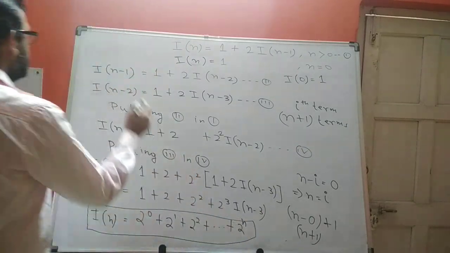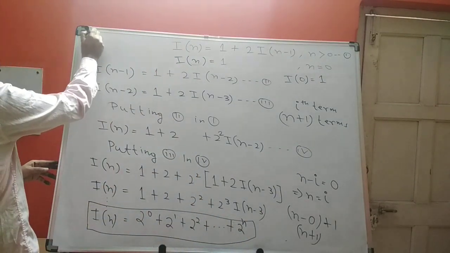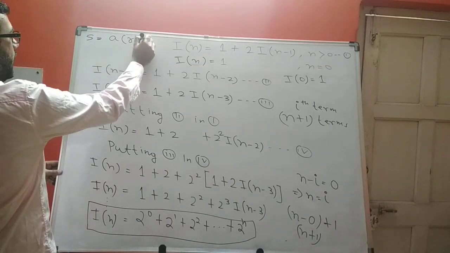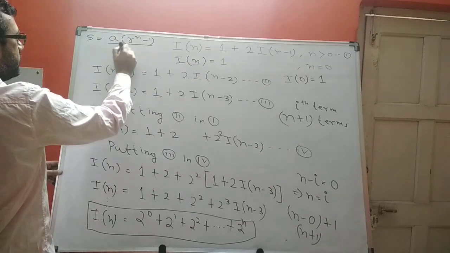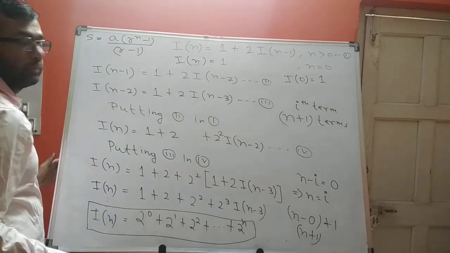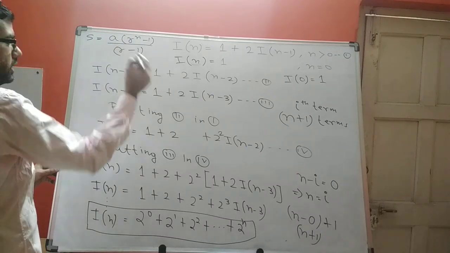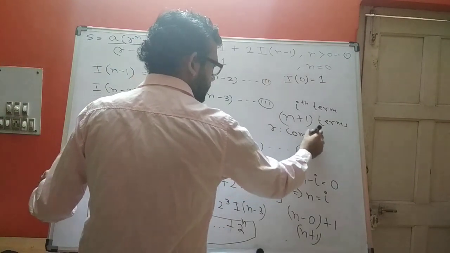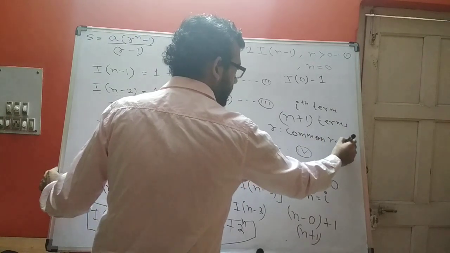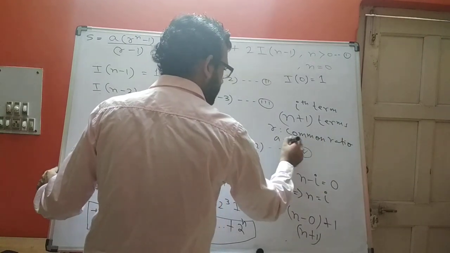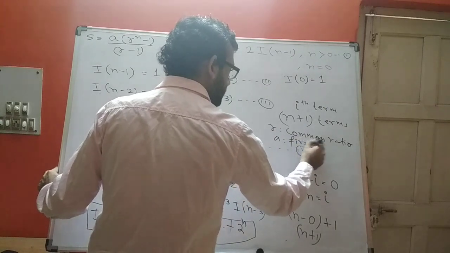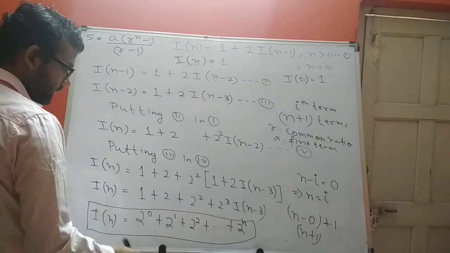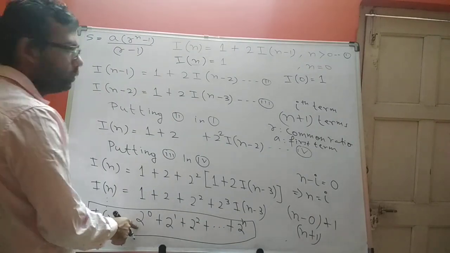Now what is the formula for finding the sum of a GP series? The formula is S is equal to A into R to the power of n minus 1 divided by R minus 1, where R denotes the common ratio and A denotes the first term. So which is the first term in the series? The first term in the series is 2 to the power of 0.